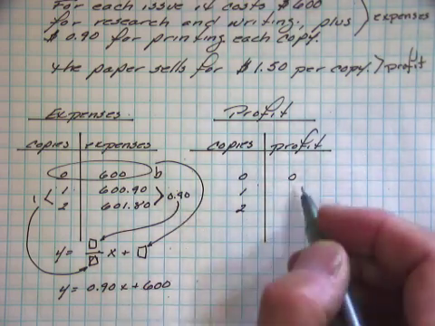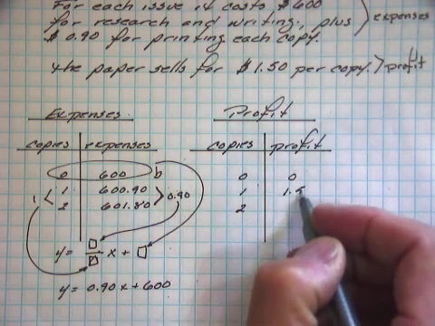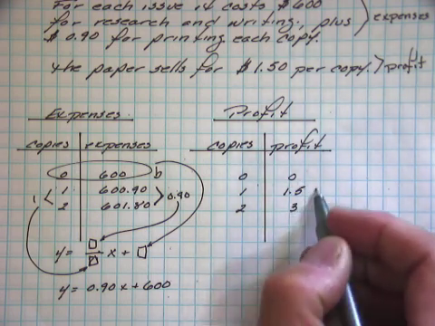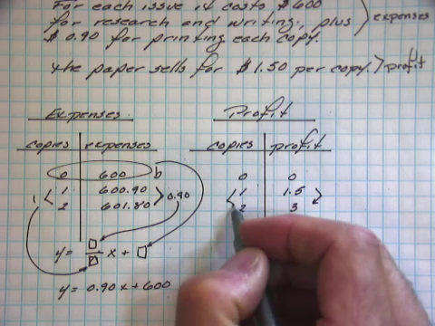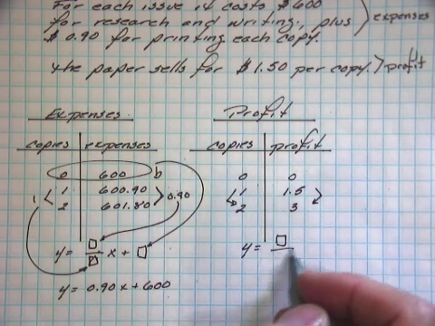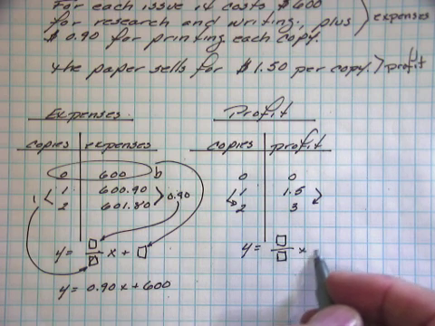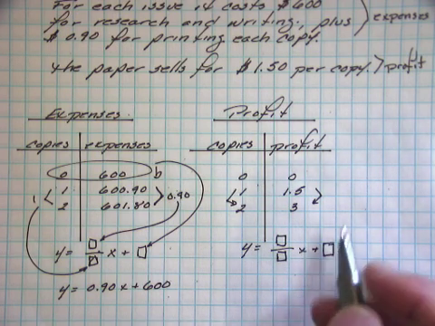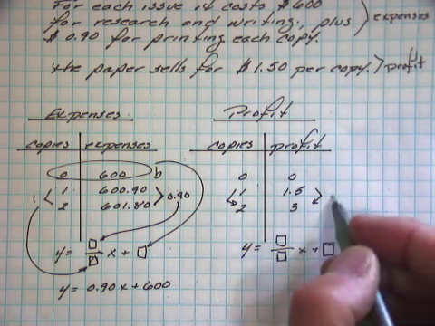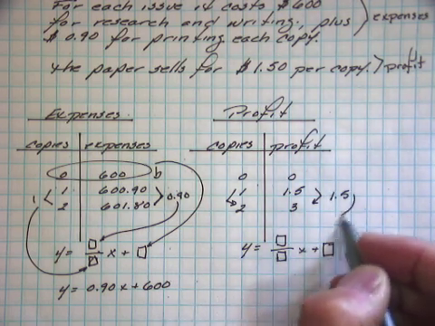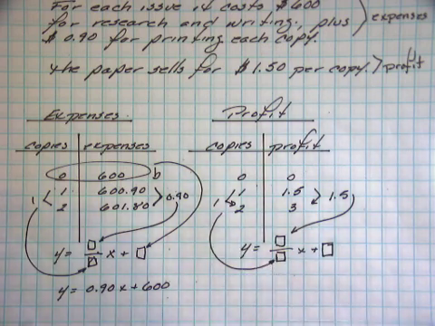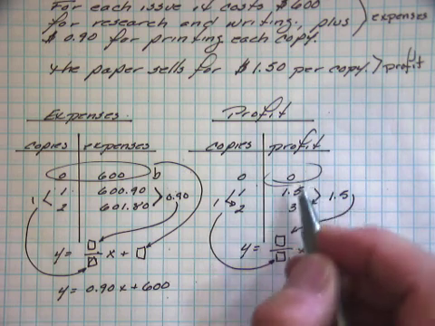Now let's look at the profit side. If you don't sell any copies, you make no profit. Pretty obvious. Now, if you sell one copy, you make $1.50. Sell two copies, you make 3. Oh, well, look, rate of change. Okay, so y equals, okay, so that's y equals mx plus b. I'm just putting boxes down.